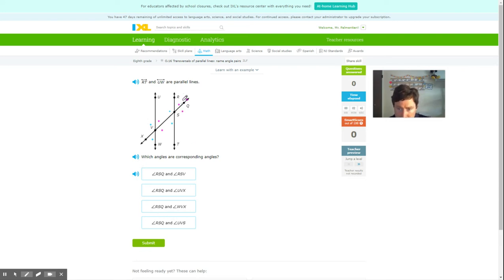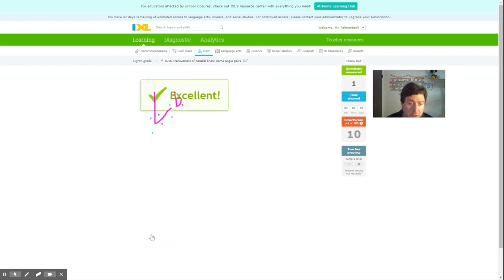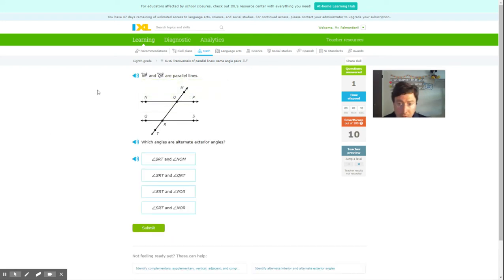So RSQ, UVS. Perfect, finally. Do you see that? RSQ, UVS. See how they both have the pink dot there where their angle should be? So I went through all four of them, but I finally found the right answer. Remember, you're going to have notes with this. Use those guided notes to help you with the definition of your angles.